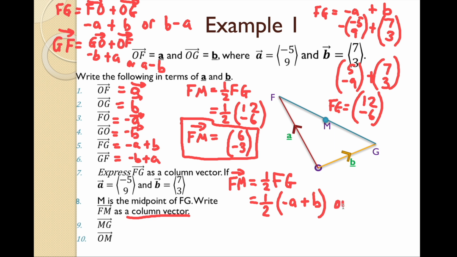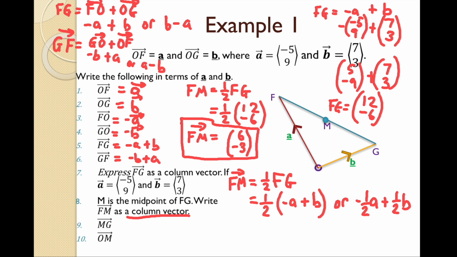Or, y'all remember distributive law from algebra? Half times negative A would give us what? Negative half A. Half of B is just half B. Okay, so these are two ways to write down this part. So FM could either be written as this, which is the column vector aspect of it, or FM represented using the letters would be written as this. Okay, so I want y'all to take this down and we're going to talk about MG.